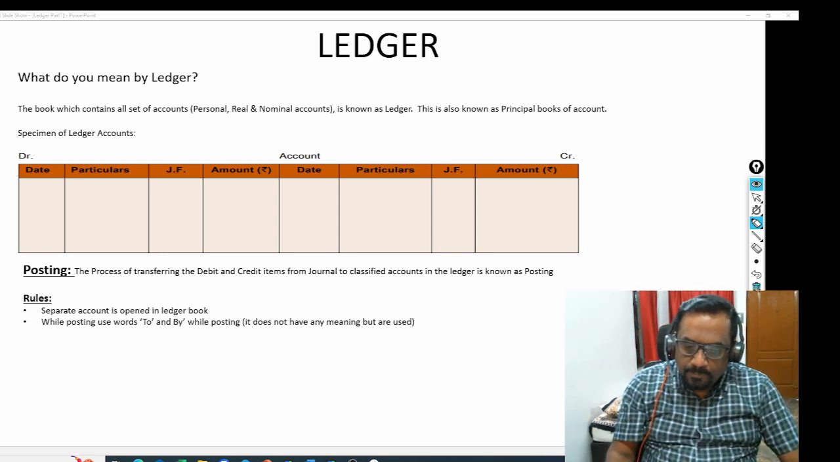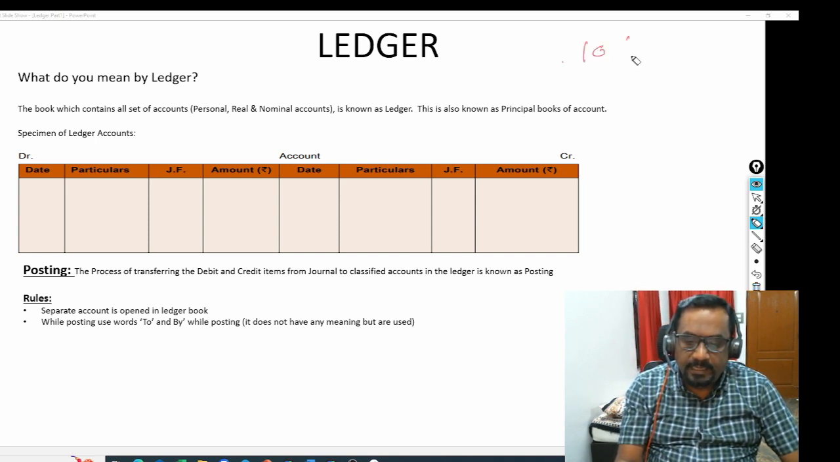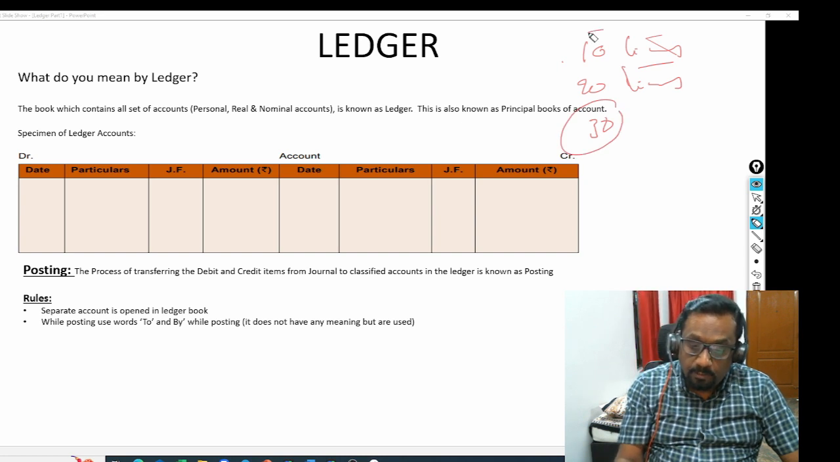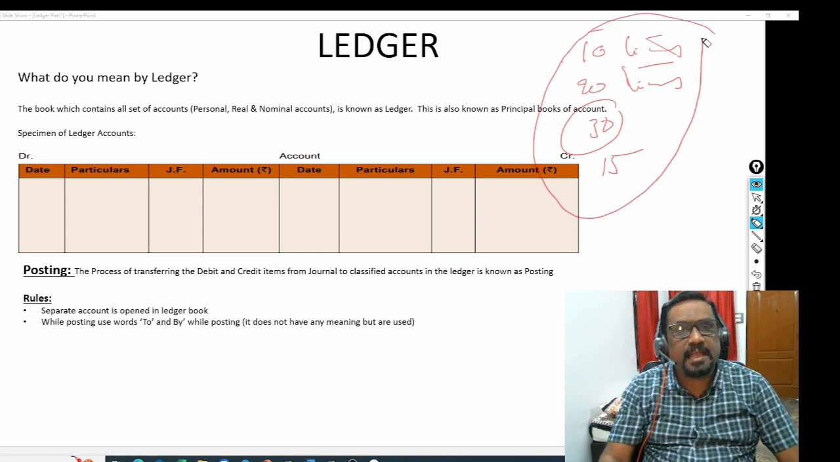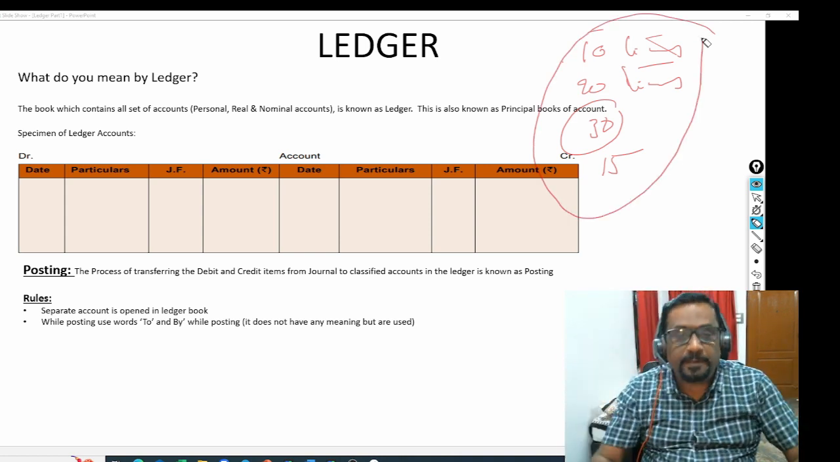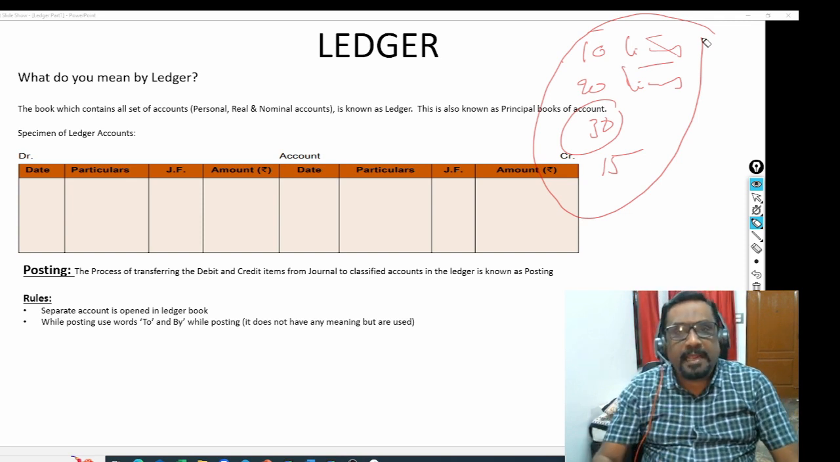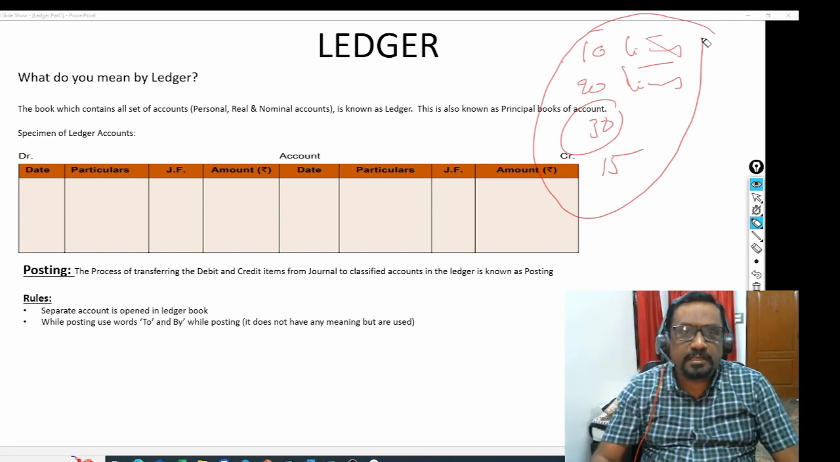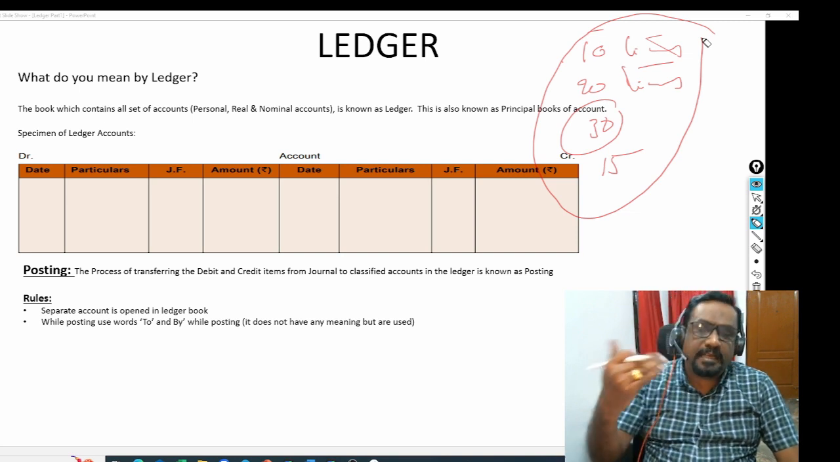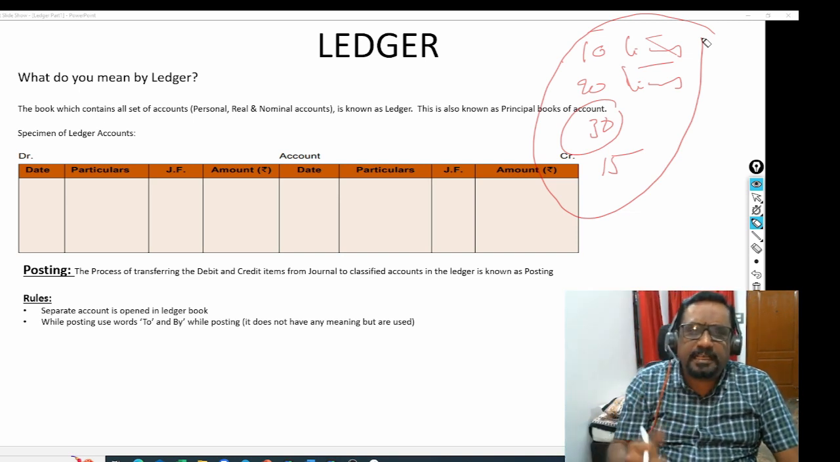For example, in a day they might have purchased goods 10 times, sold goods 10 times, incurred 30 expenses, and made payments 15 times. So there could be hundreds of transactions happening with different people. Now, in a day, for example, I purchased goods 10 times. Next day again 15 times. Next day again 20 times. We keep purchasing like this.